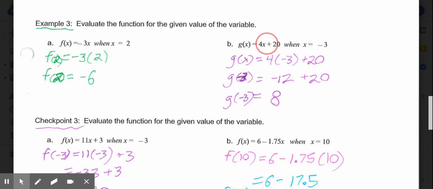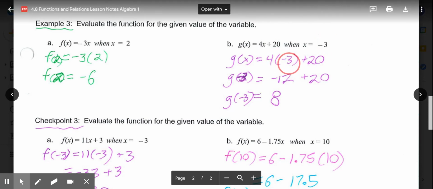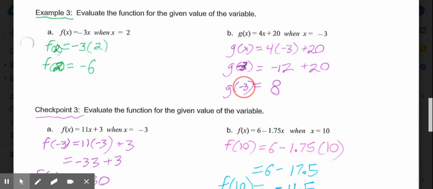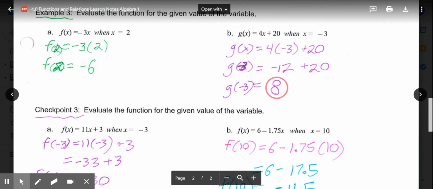In B, g of x equals 4x plus 20, 4 times x plus 20. We're evaluating when x equals negative 3. So we're going to replace x with negative 3, and evaluate the function when we are inputting a negative 3. So 4 times negative 3 is negative 12, plus 20. Have to do multiplication before addition. And then negative 12 plus 20 is a positive 8. So when we input a negative 3, g of negative 3 gives us the output of 8.